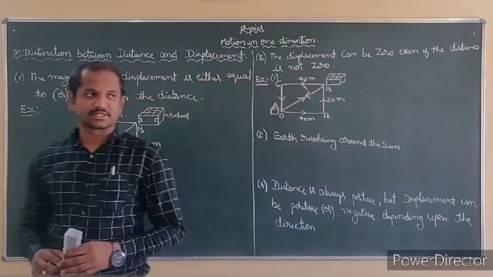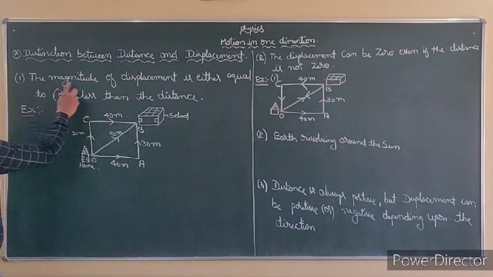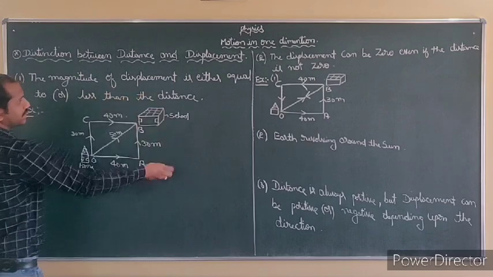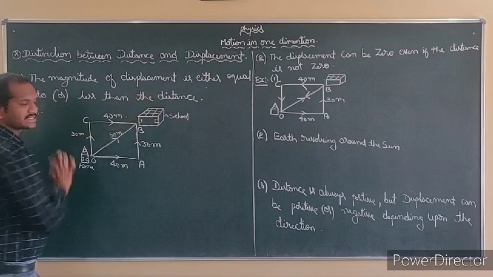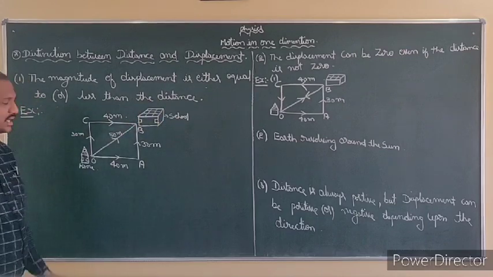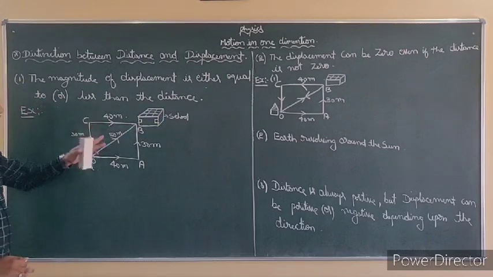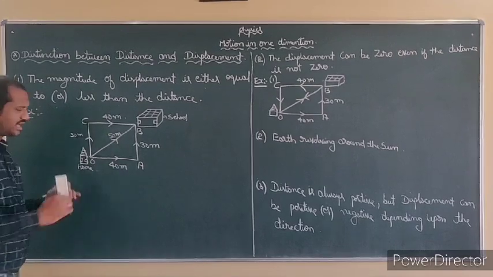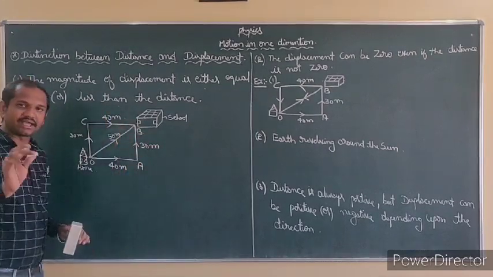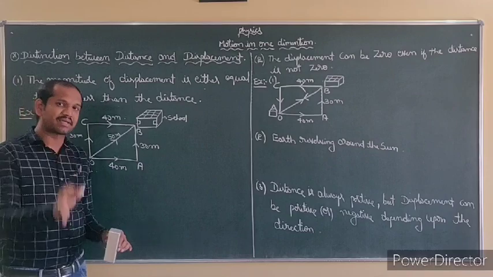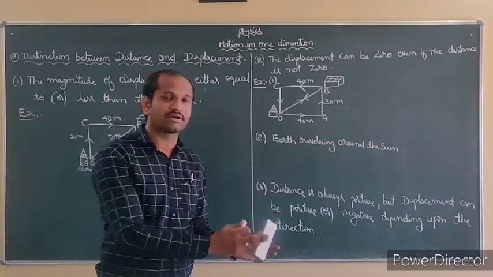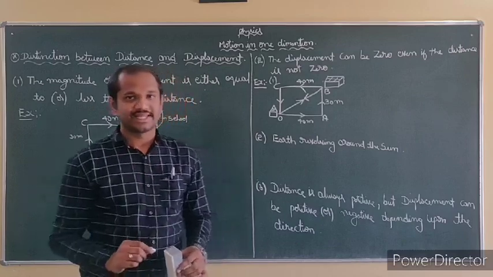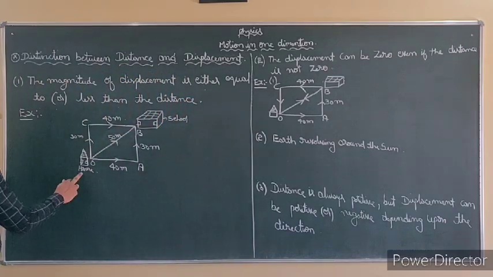In the first one, let us look here. See, the magnitude of the displacement is either equal to or less than the distance. This is the first difference. To make you understand this, I have considered an example. In the entire distance and displacement topic, I have considered only one example. With the same example itself, I can make you understand all the differences between distance and displacement very easily.